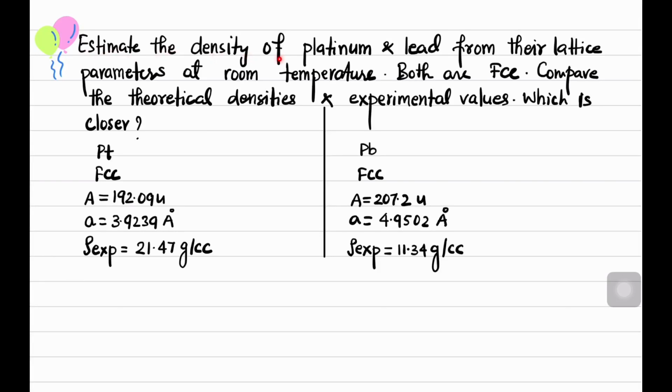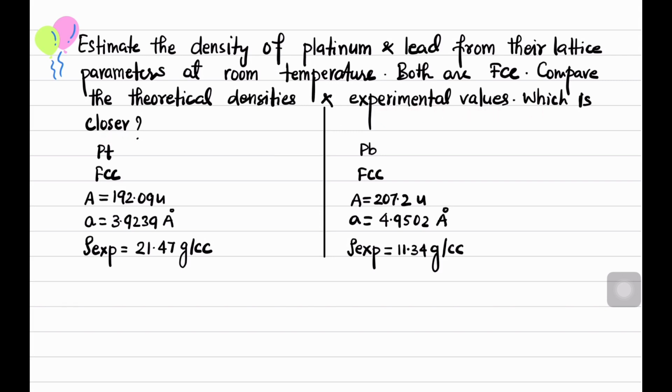Estimate the density of platinum and lead from their lattice parameters at room temperature. The lattice parameter of platinum is given here, and for lead it is given there. Both are FCC, face centered cubic or CCP. Compare the theoretical densities and experimental values, and say which is closer.